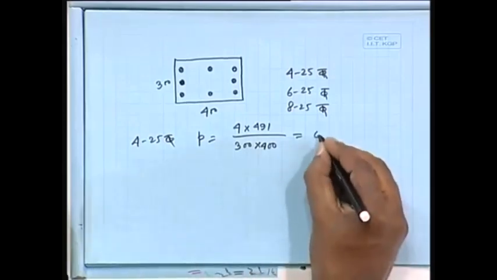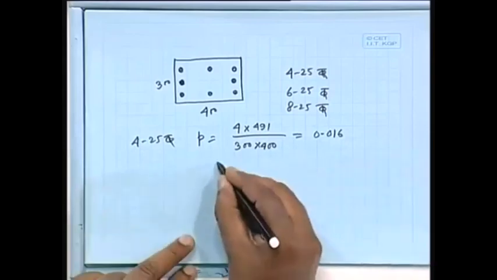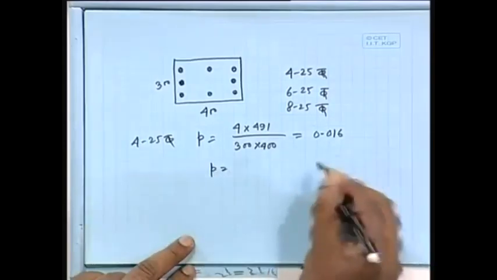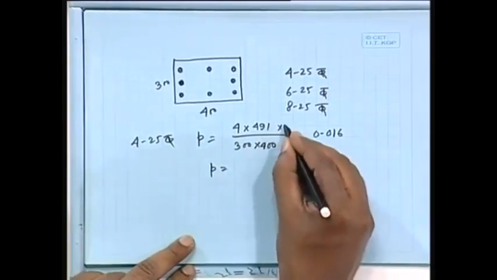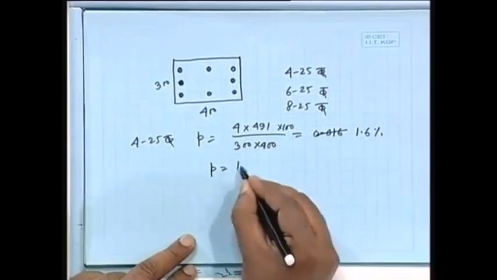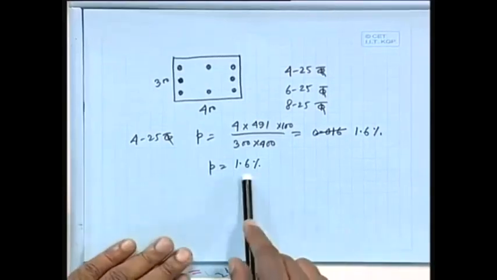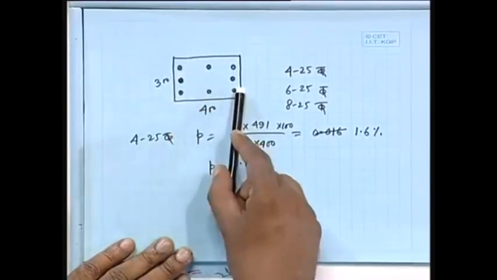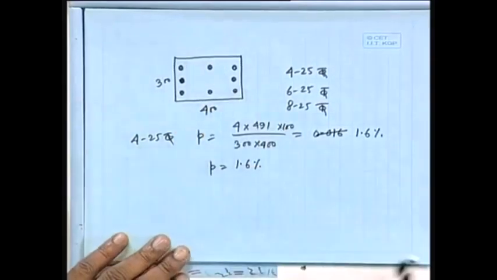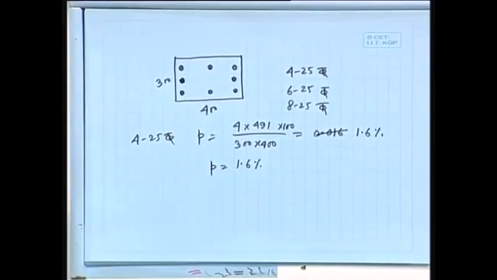Okay. So P equal to, into 100, let us make it, then it will be clear. So 1.6%. Okay. So when we are getting this 1.6% the area of steel, I prefer that, okay, let us use this one and find out that interaction curve and then check whether it is safe or not.